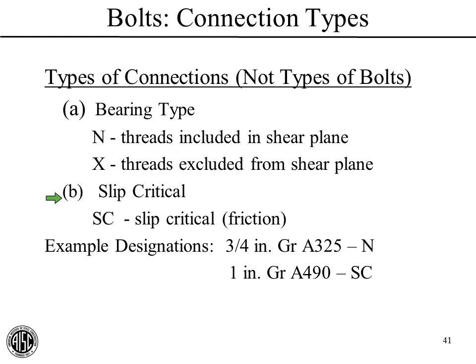We also have slip critical connections. In these, we are relying on friction to transfer the shear, not bolt shear. Some example designations: we would call these, say, a 3/4 inch grade A325-N. That's just an example call out for one of these. Or another example, 1 inch grade A490 SC for a slip critical connection.